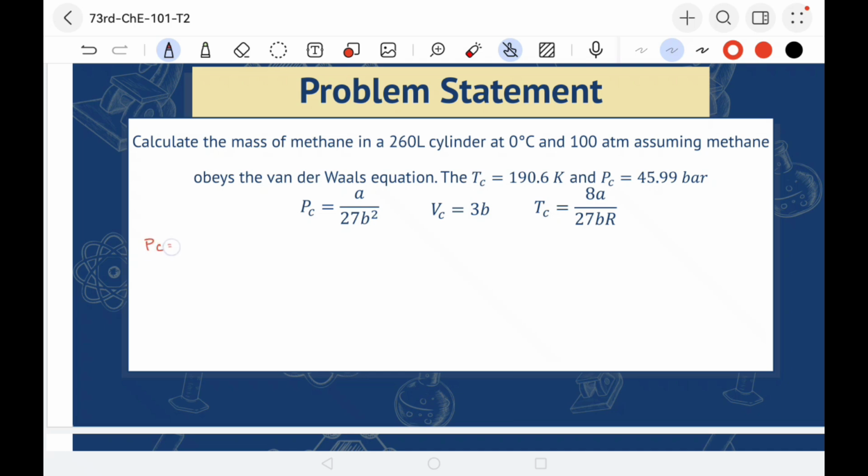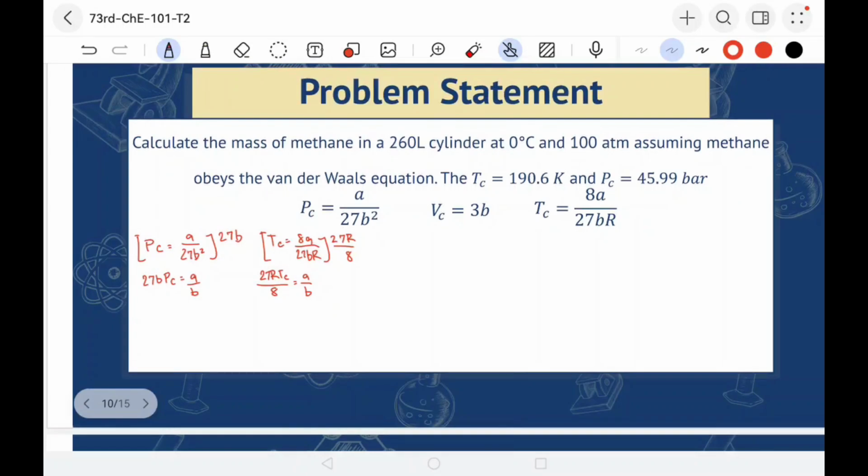So PC is equal to a over 27b squared. We could multiply the whole thing by 27b to get 27b PC is equal to a over b. For TC equals 8a over 27bR, we could multiply the whole thing by 27R over 8 to get 27R TC over 8 is equal to a over b. Now we could equate these two terms to each other. So 27b PC equals 27R TC over 8.